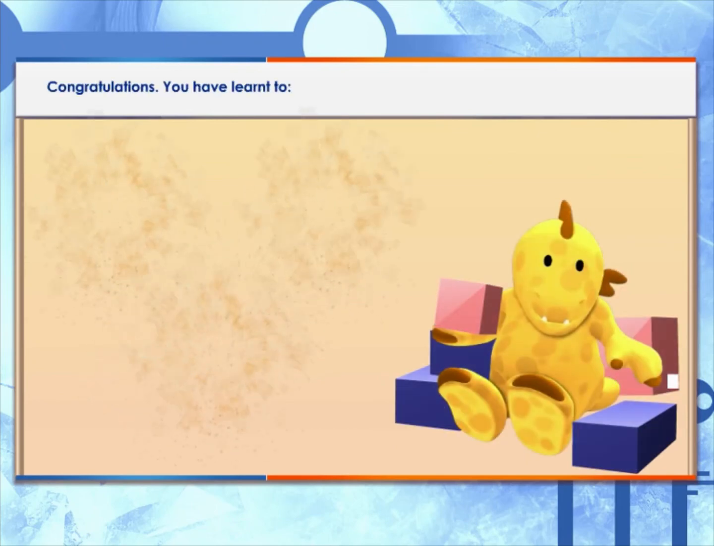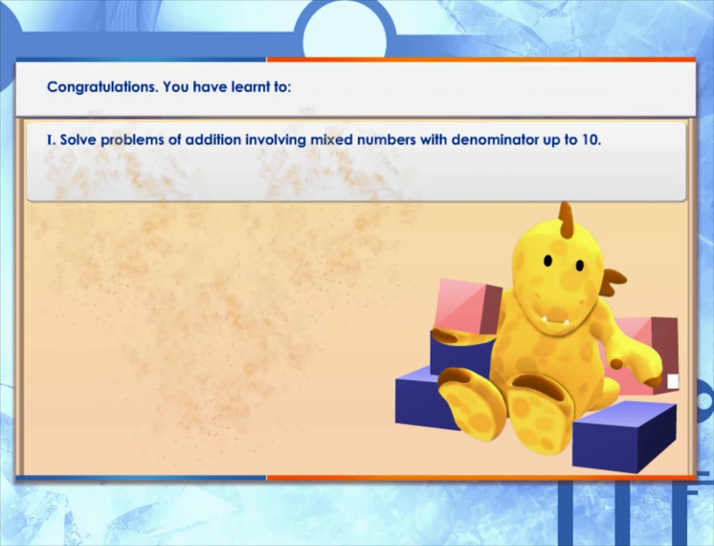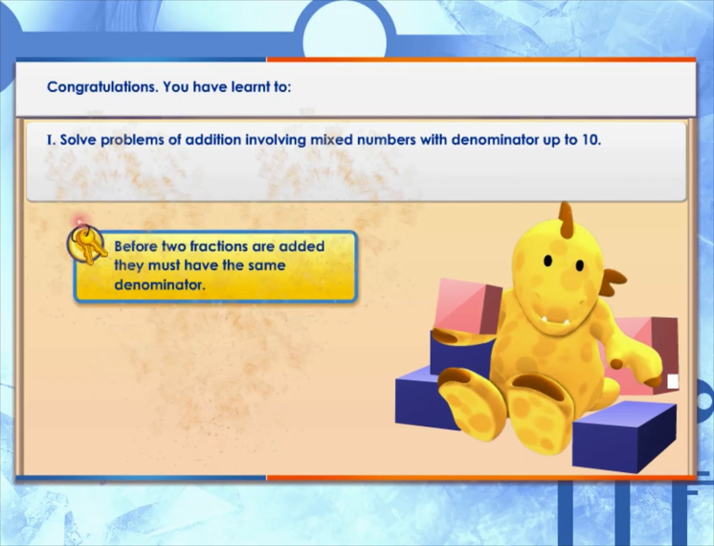Congratulations! You have learned to solve problems of addition involving mixed numbers with denominator up to 10. Remember, before 2 fractions are added, they must have the same denominator.